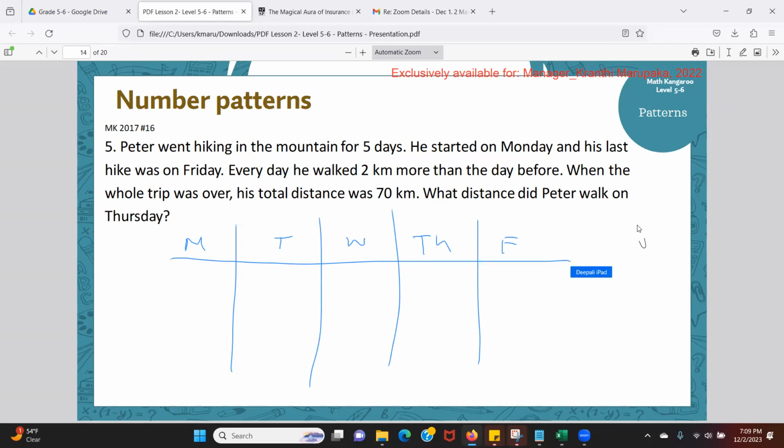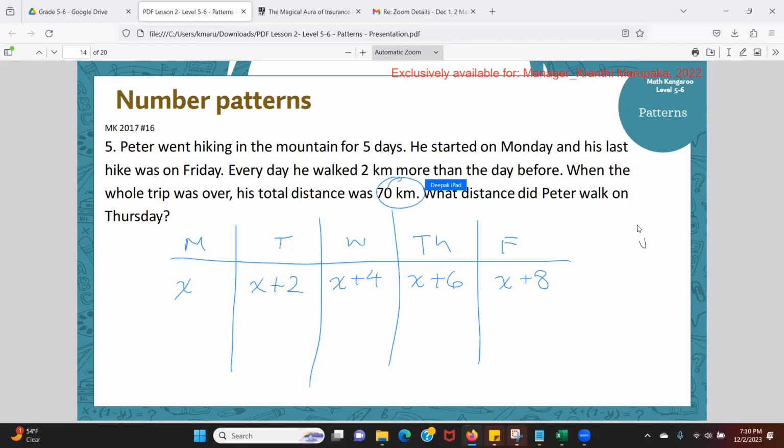And we'll say that when he started on the first day, he hiked X kilometers. So if every day he walked 2 more than the day before, then on Tuesday, he walked X plus 2. On Wednesday, X plus 4, X plus 6, then X plus 8. So all we have to do now is add all these up so that it equals 70.